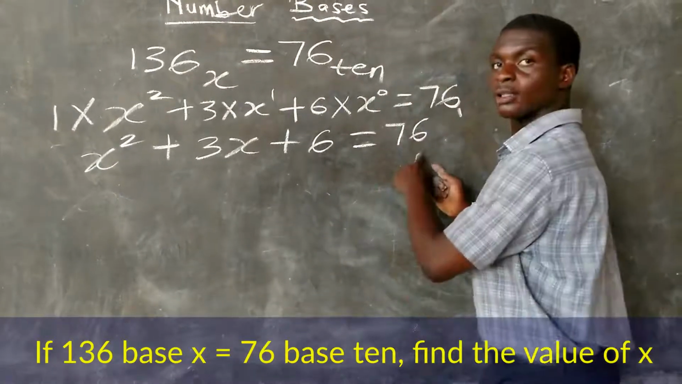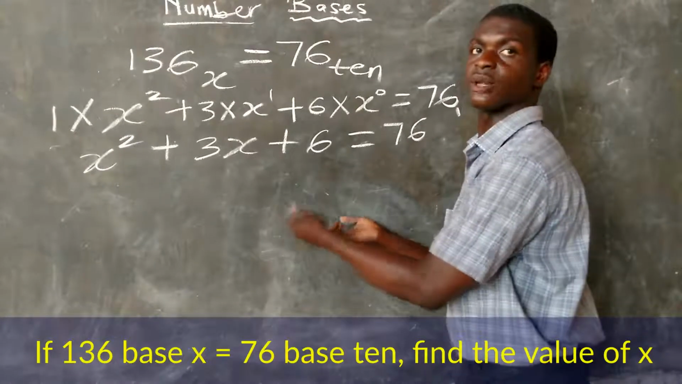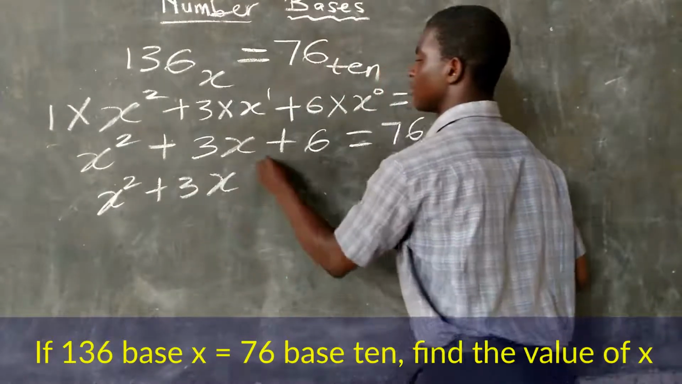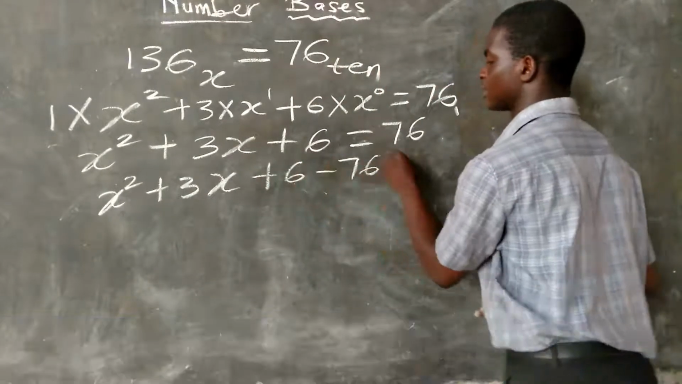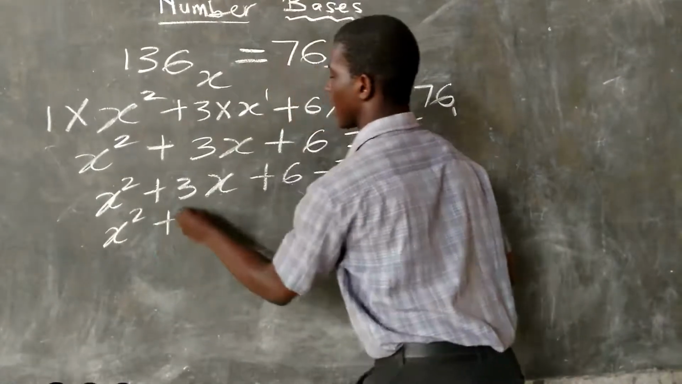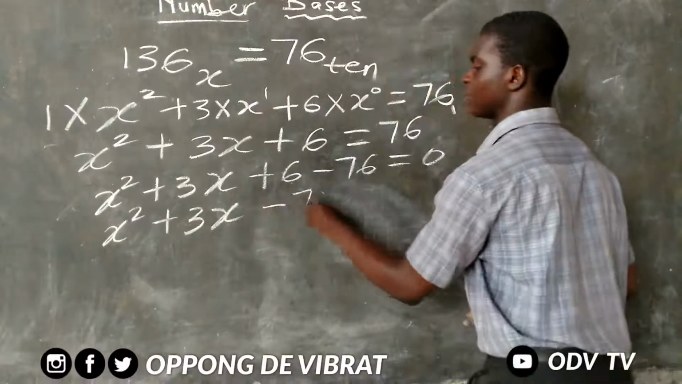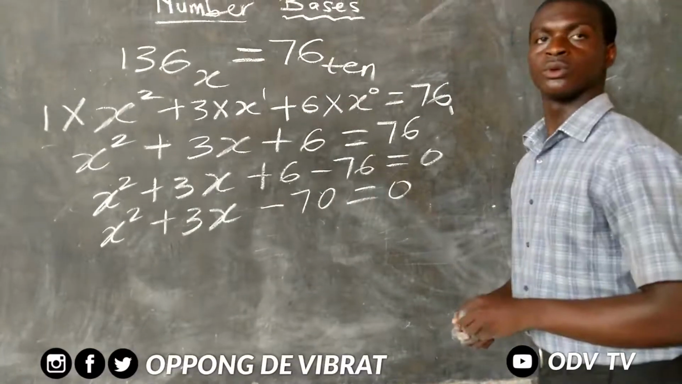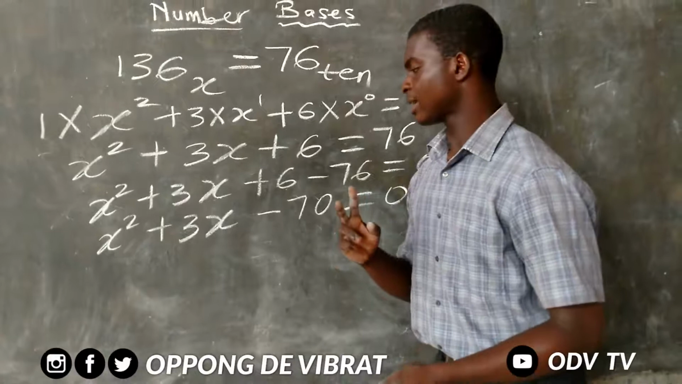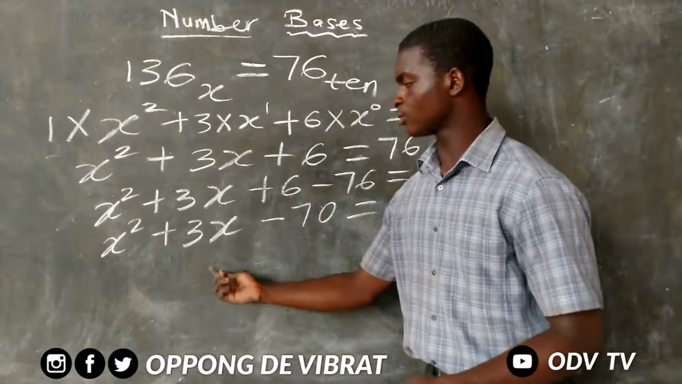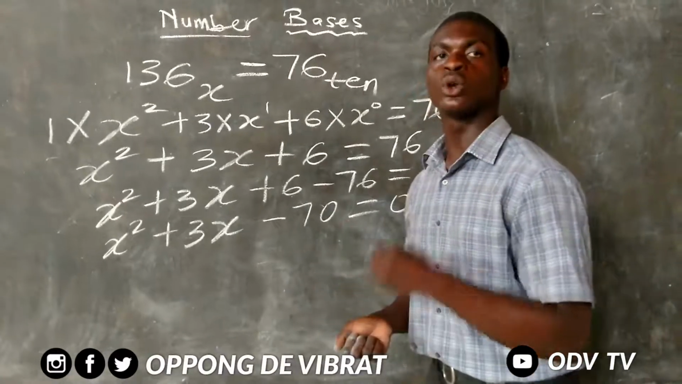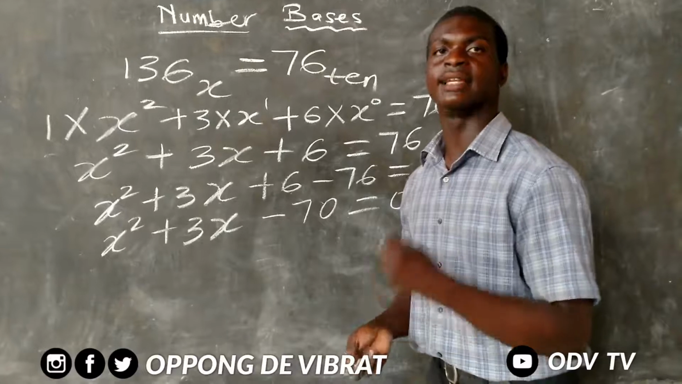We have to take this 76 to the other side so that we have a quadratic equation and we find the value of x. So we have x squared plus 3x plus 6 minus 76 is equal to 0. And that gives x squared plus 3x minus 70 equal to 0. We now have to split this into two terms, having two digits that when we add, we get 3, but when we multiply, we have negative 70. Those two numbers are 10 and 7.